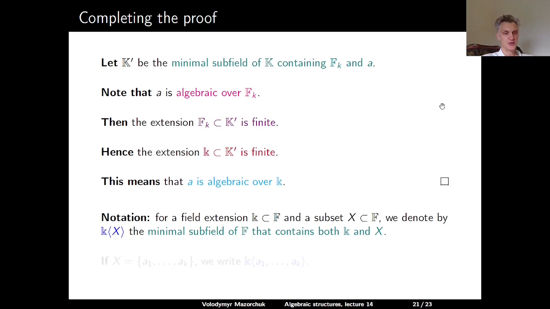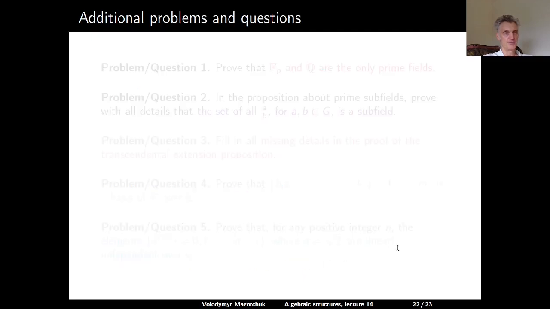Let us finish with two notations. For a field extension of k inside F and any subset capital X inside F, we denote by k, and then X in triangle brackets, the minimal subfield of F which contains both little k and X. And in the special case where X consists of elements a1 and so on up to ak, we write k and then in triangle brackets a1 and so on up to ak.